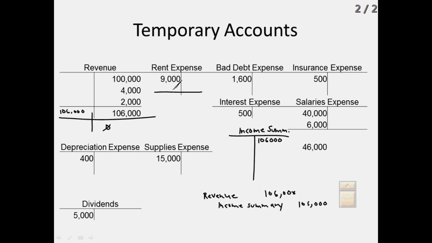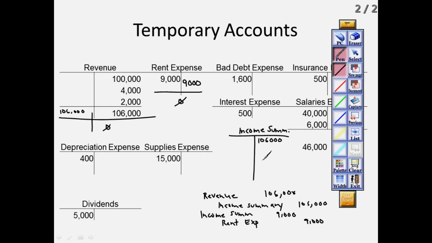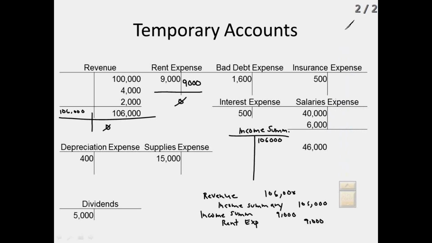Okay, so because this has a debit balance, I need to put income summary and rent expense. Now, of course, I can't use my clickers. We're not going to use the clickers until I give you a little while for the clickers. Okay, so revenues get closed out to income summary, and expenses get closed out to income summary.